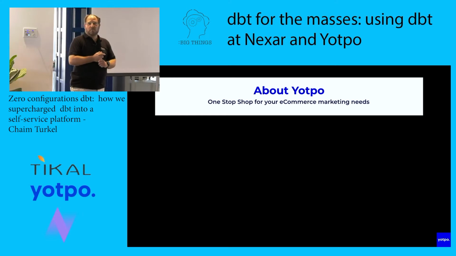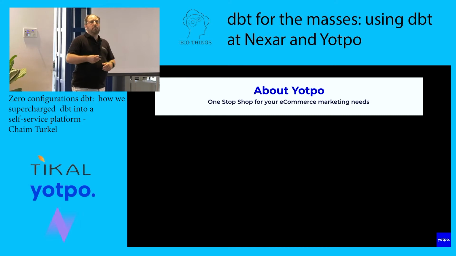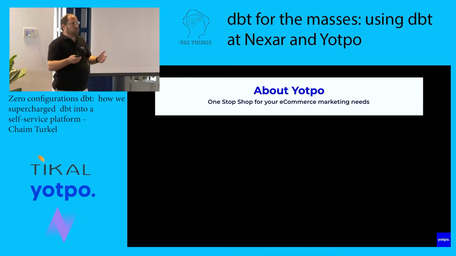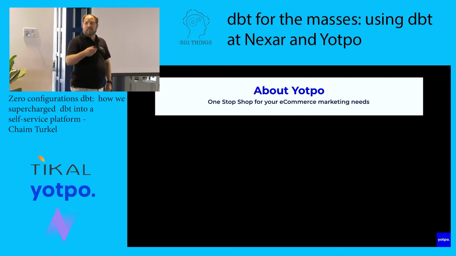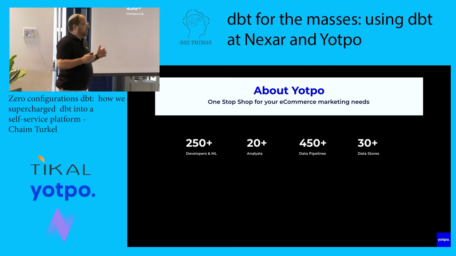What do we do at Yotpo? Yotpo is an e-commerce platform where we help our clients engage with all of their customers through SMS or emails and enhance the connectivity between them. Just to give an idea of all the different things that we have to do at Yotpo, these are the numbers of developers, analysts, data pipelines, and data stores.